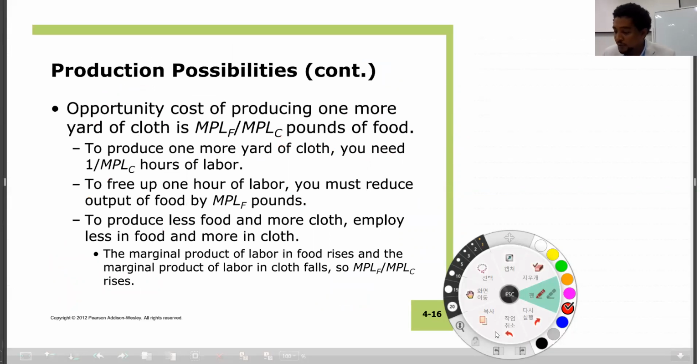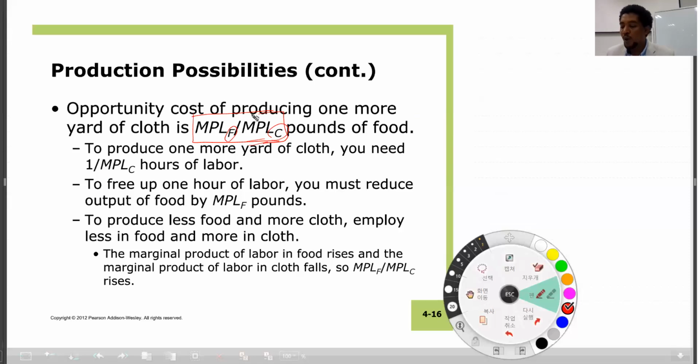Then the opportunity cost of producing one more yard of clothes, that is this, okay? So in the previous chapter, we have seen how to calculate the opportunity cost. So in this, if the marginal product of labor for food is greater than this one, then you should produce less food, right? And if MPLF is less than this, then you can produce more of clothes. So this is our slope.